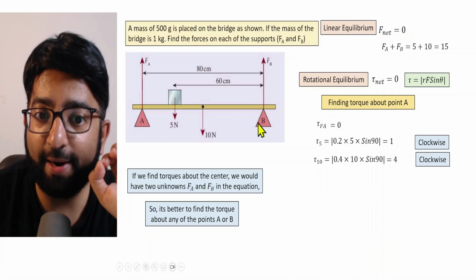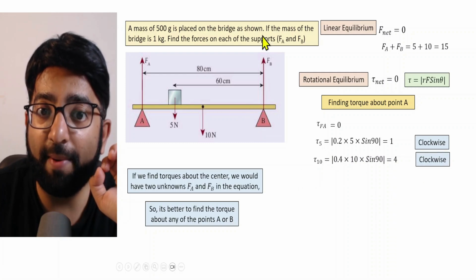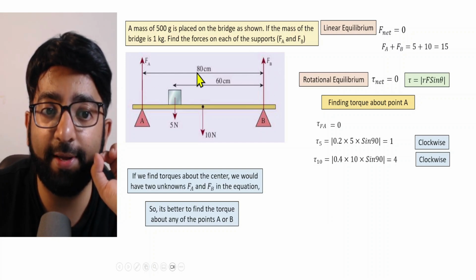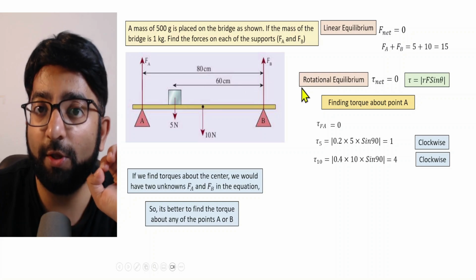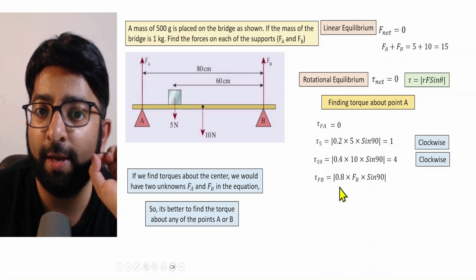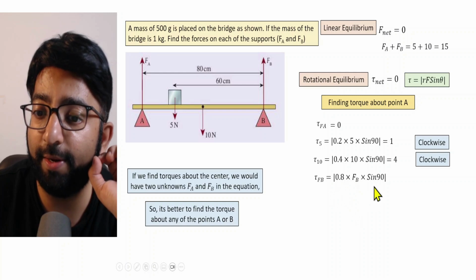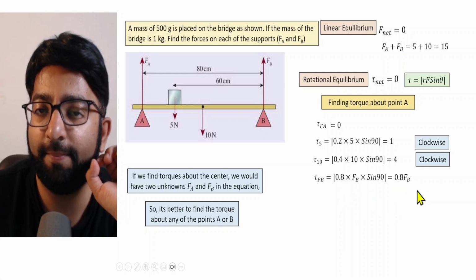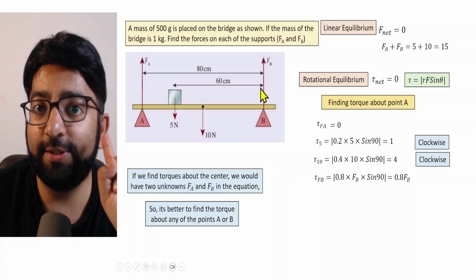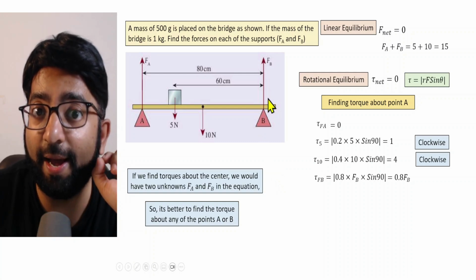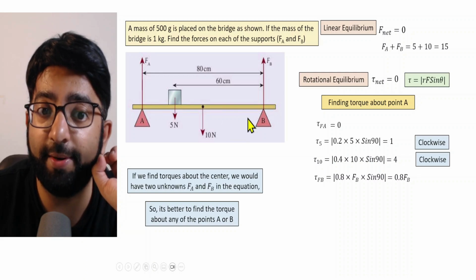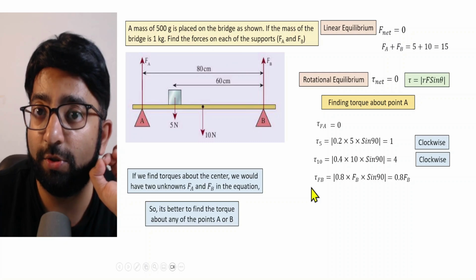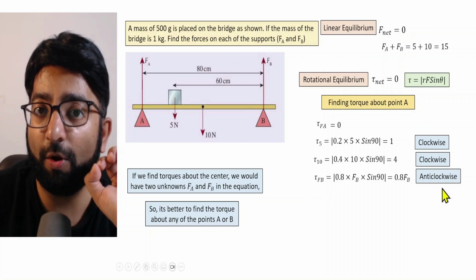Now the last force acting on the platform is FB, the magnitude of which we are supposed to find, and the distance of FB from the point A is 80 centimeters, which is 0.8. So torque due to FB will be 0.8 into FB into sine 90. If we simplify this, it is just 0.8 times FB. Now, the direction of this torque is extremely important. FB has a tendency to rotate the platform in an anti-clockwise fashion because the pivot is at point A. So the torque due to FB will be anti-clockwise.